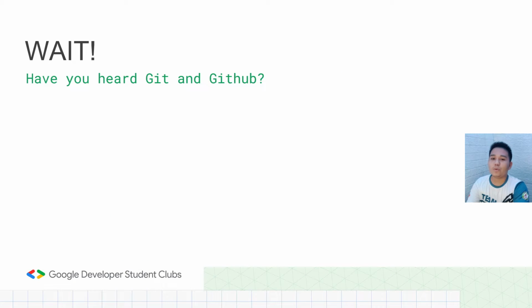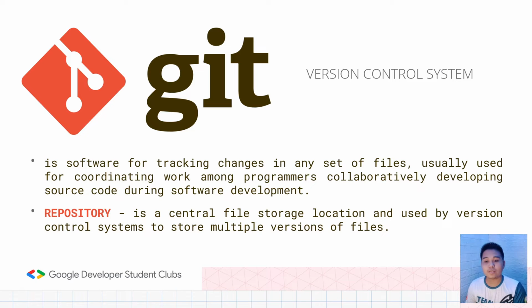So okay. Wait, have you heard of Git and GitHub? Maybe most of you, especially those who have done programming, have a background or have heard of it, but maybe some of you have not heard what Git and GitHub are. Okay, so Git is a version control system. It is software for tracking changes in any set of files, usually used for coordinating work among each other. Okay. So, Git is more like something that compiles the different versions of your files.